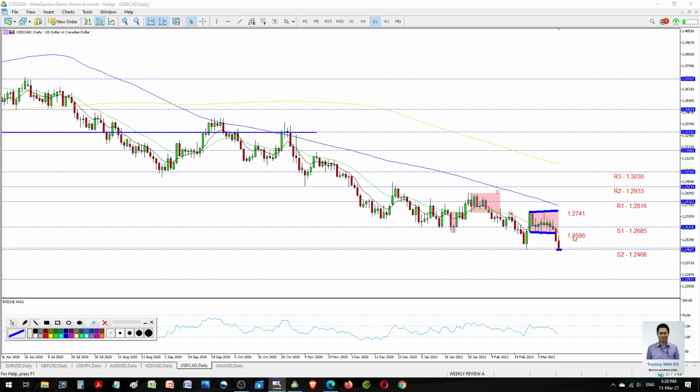So we want to see whether it can break. If it cannot break, it will come back and retest this area, 1.2685 or 1.2586. We wait for a rebound to sell. Or if it actually can break, we wait for a rebound at 1.2468, a retest. If it breaks over a retest, then we sell the USD CAD.